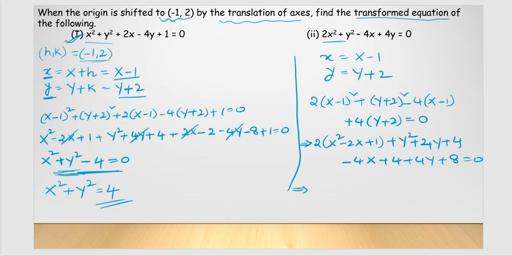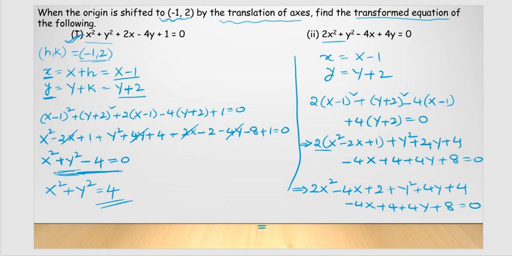Now multiply this 2 with the terms which are in the brackets. So I can get 2 capital X square minus 2 2s are 4X plus 2 1s are 2, plus Y square plus 4Y plus 4 minus 4X plus 4 plus 4Y plus 8 is equal to 0.